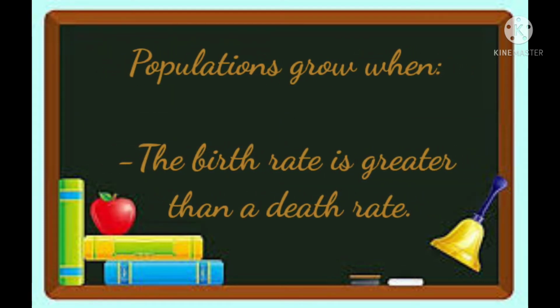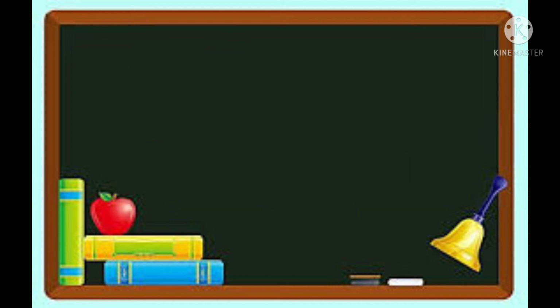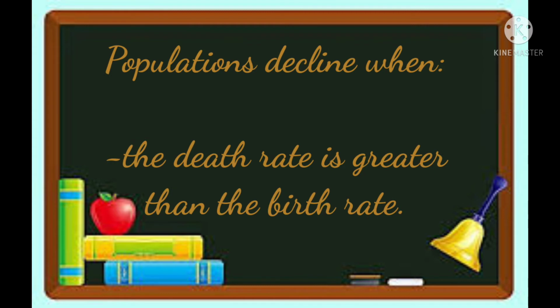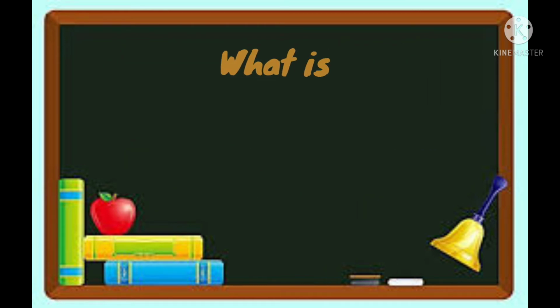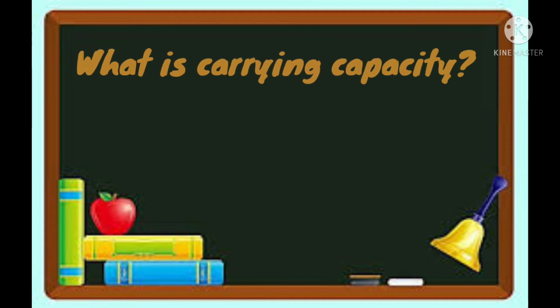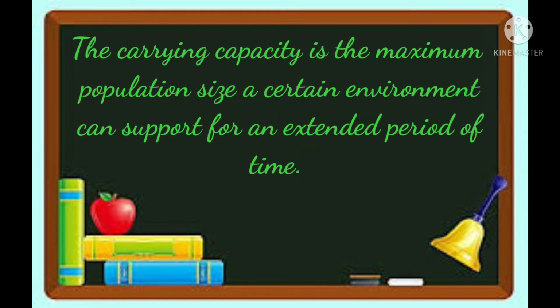Populations grow when the birth rate is greater than the death rate. Populations decline when the death rate is greater than the birth rate. What is carrying capacity? The carrying capacity is the maximum population size a certain environment can support for an extended period of time.